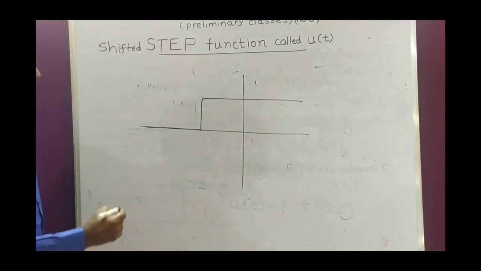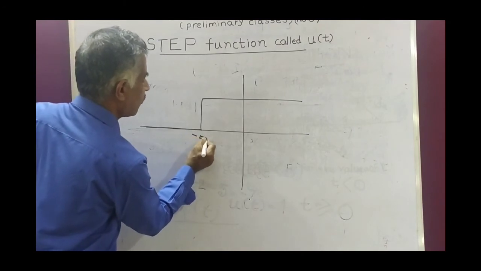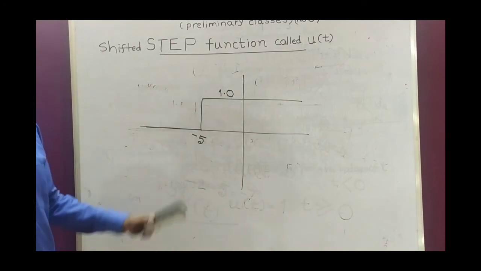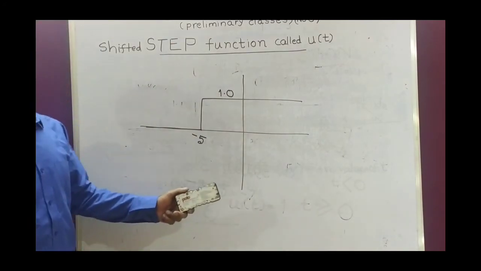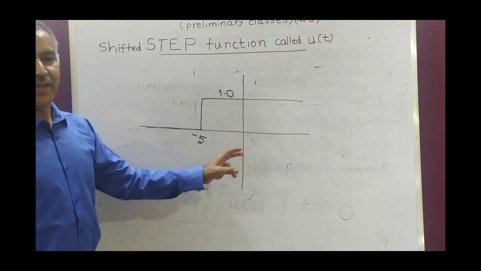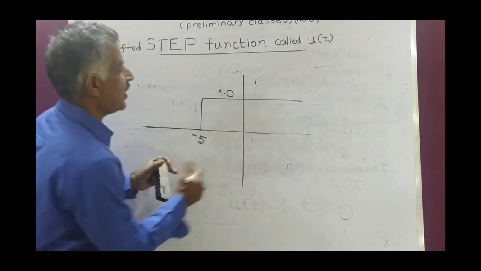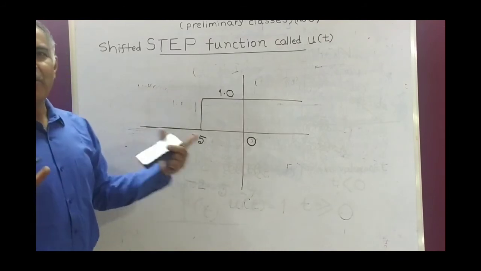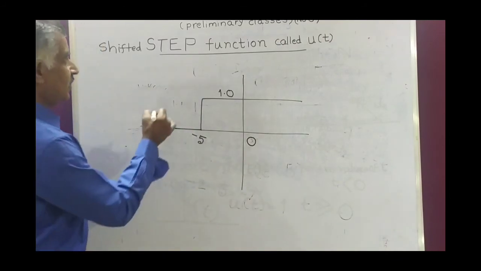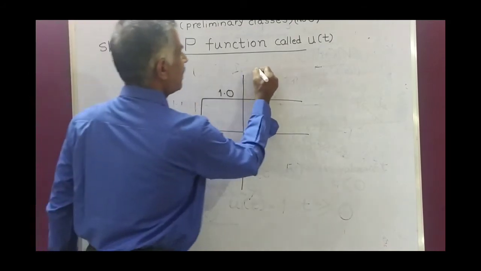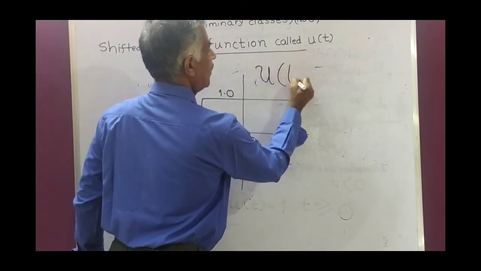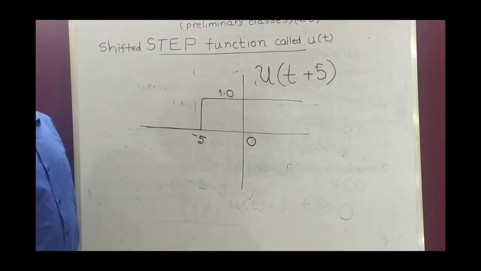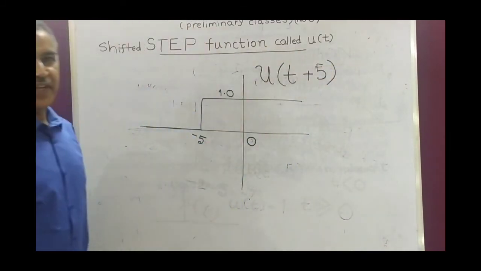For example, now the stepping is occurring at t equal to minus 5. Still this is a shifted step function, but it is preponement. The stepping is not occurring at t equal to 0. It is occurring at t equal to minus 5. So how to write this function? This function is written as u of t plus 5. Instead of t minus 5, you are supposed to write it as u of t plus 5.